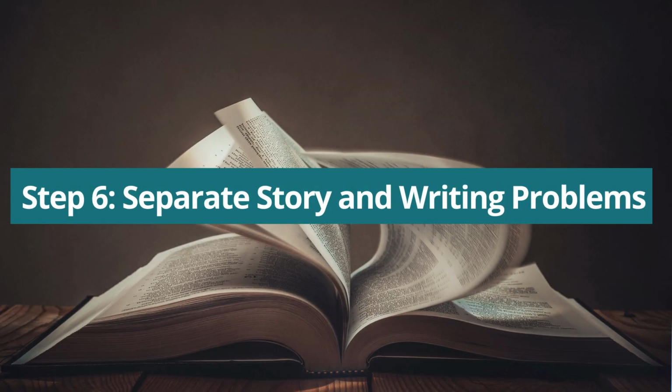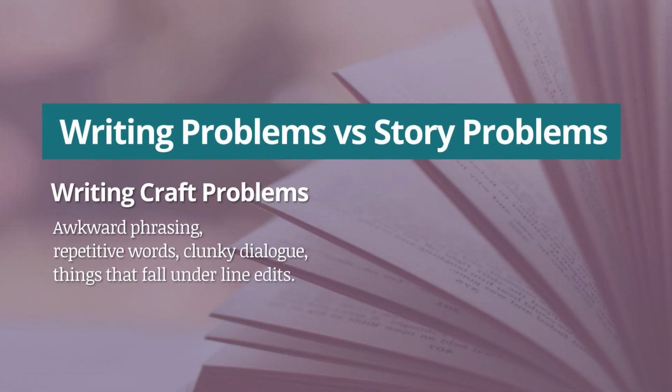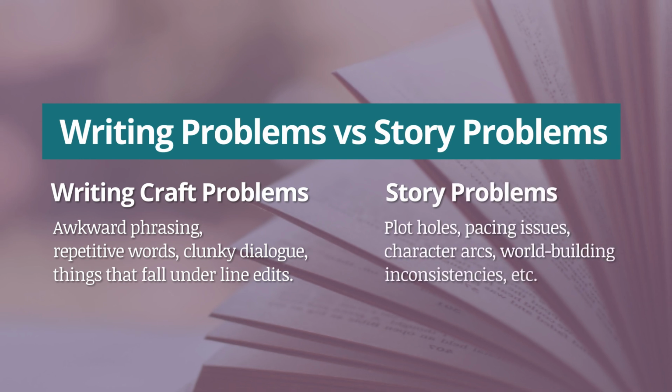Step 6, separate story problems from writing craft problems. So remember when we talked about that big to small editing? This is identifying what is the big stuff and what is the smaller stuff. You may have listed things like dialogue tags, or I need to fix my spelling of this name and be consistent. Those sort of things you're gonna put in the writing craft bucket, whereas the bigger ideas like your potential plot holes or pacing or character arcs are going to go over into the story section.